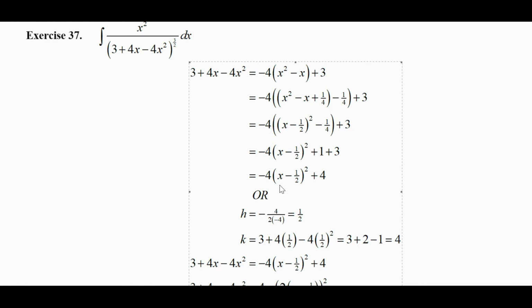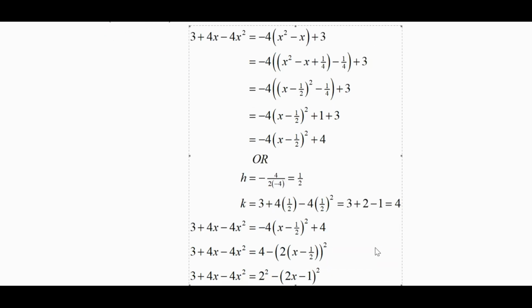The a is negative 4, so still negative 4, parentheses x minus 1/2 quantity squared plus the k of 4. So either way, you get the same thing. I'm going to change this around just a little bit to get it in the form that I wanted to use.